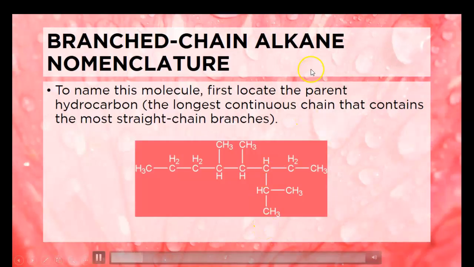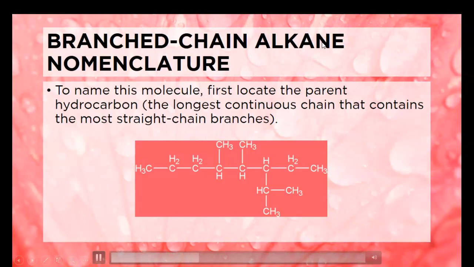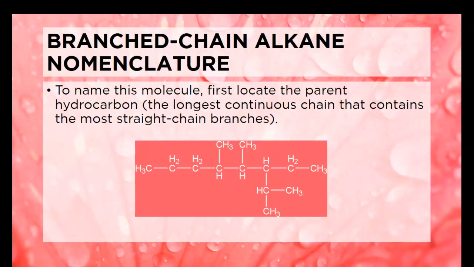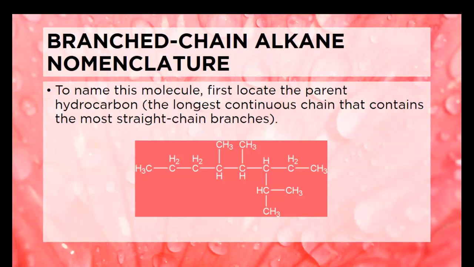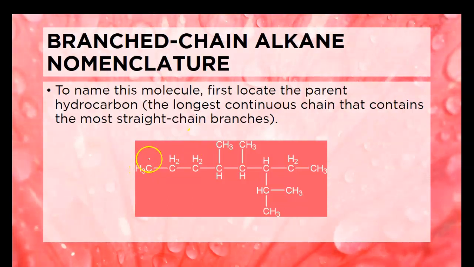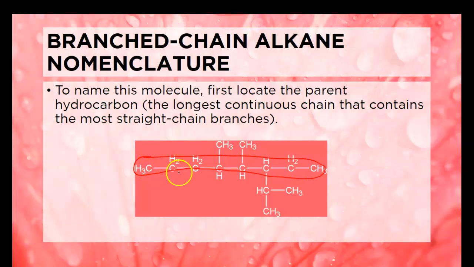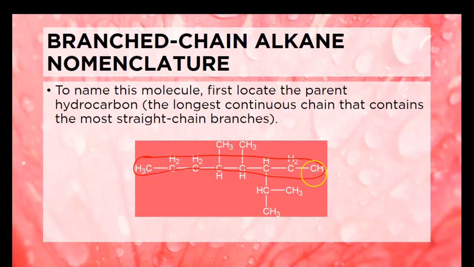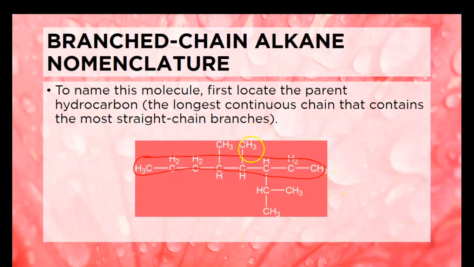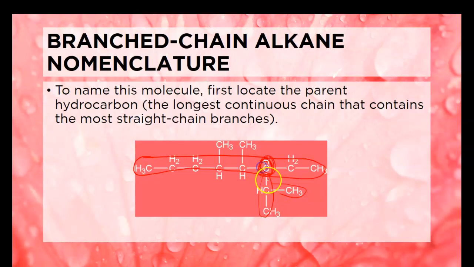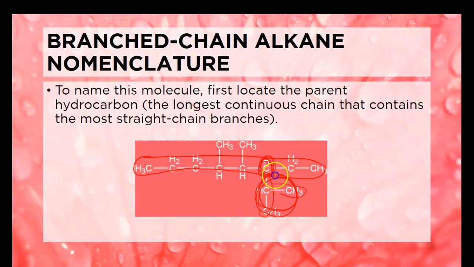So what we're going to do in order to name a molecule is there's a couple steps involved. We're first going to locate what's called the parent hydrocarbon, and that's the longest continuous chain that has the most straight chain branches. So for this one, it's very tempting to go ahead and just say, well, this is the longest straight chain, right? I have 1, 2, 3, 4, 5, 6, 7, 8. So I think I have octane. However, the problem comes when I see this down here. This forms a T. The one that's branching off of this carbon is forming a T down here.